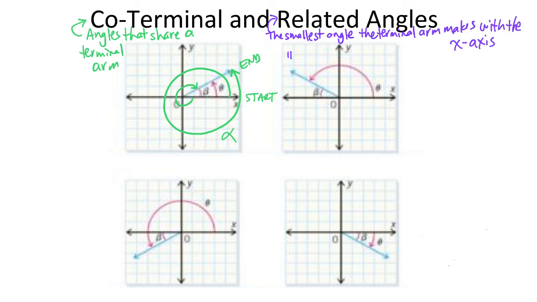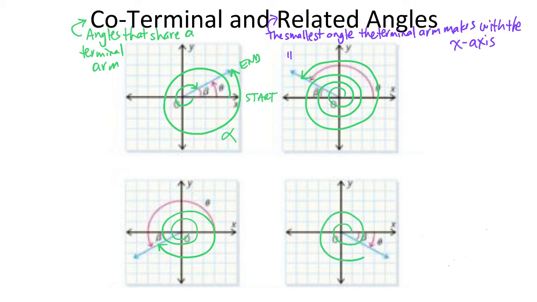So coterminal angles, we can make an infinite number of them as long as we start and end in the same place. Doesn't matter what direction we go in. I mean, it matters in the sense that it changes the measure of the angle, but not in the sense of whether or not they are coterminal. So they can be positive and negative, as long as they start and end in the same place, they are considered coterminal.